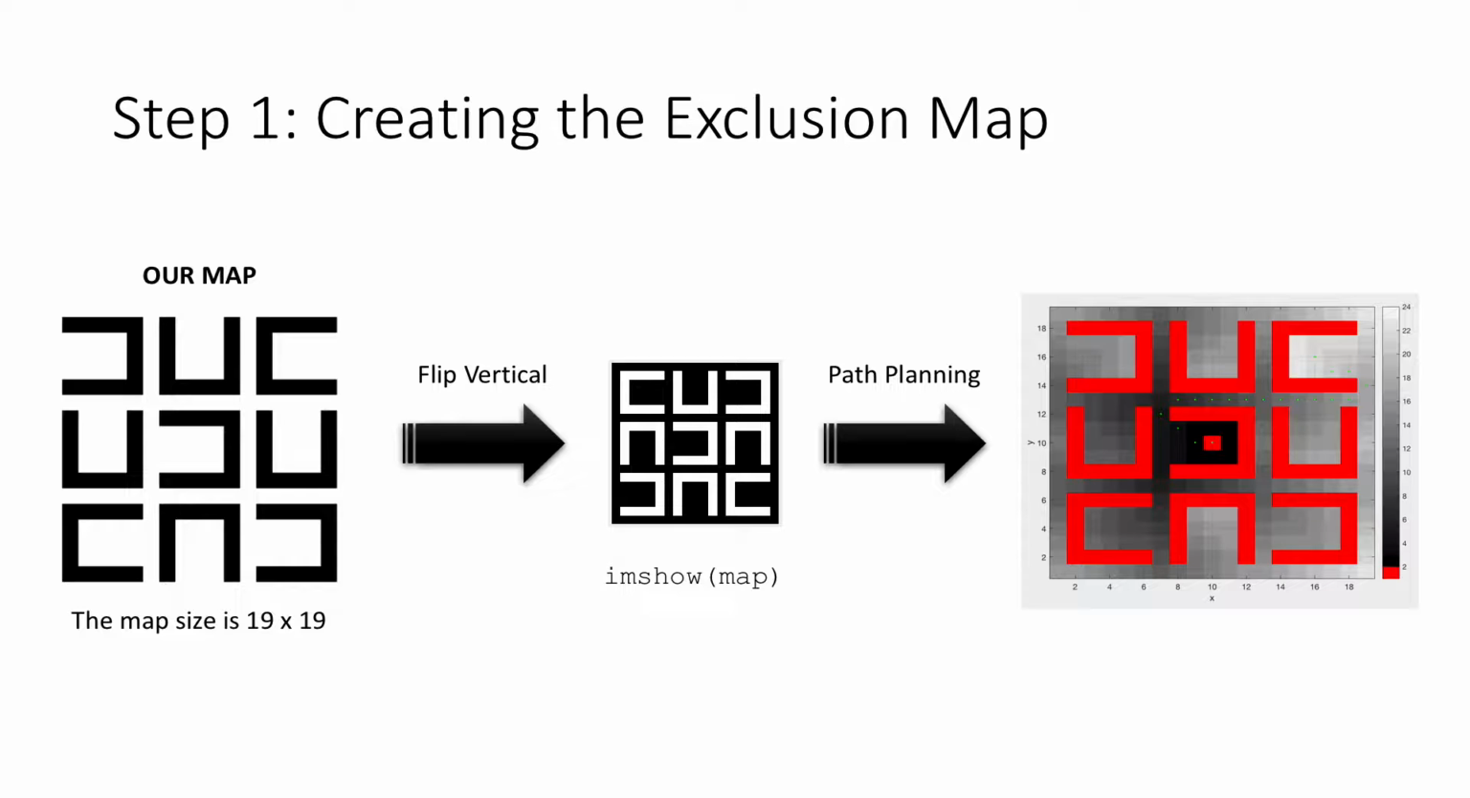The first thing was to create the map. The map we designed was a 19 by 19 map. The map has an avenue to the center of each block on the grid.